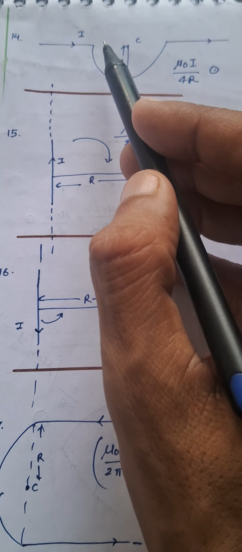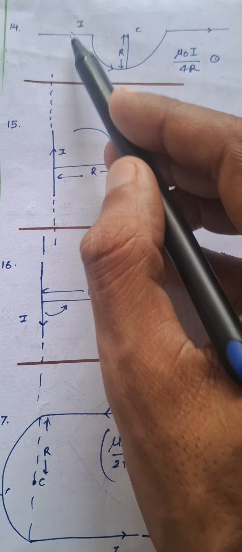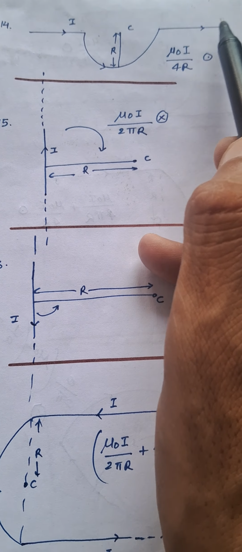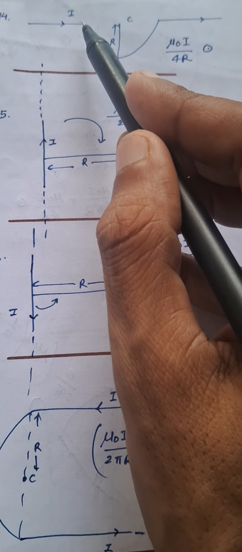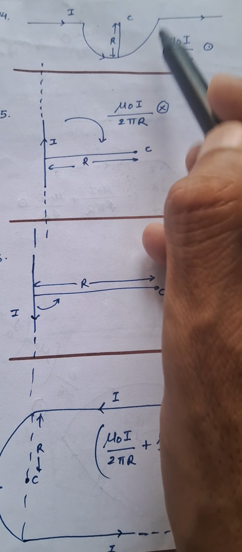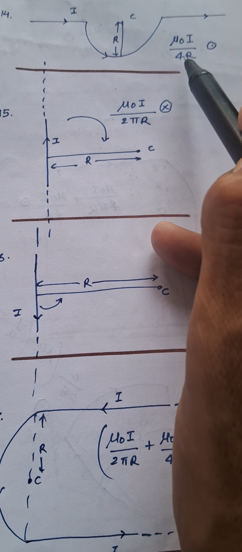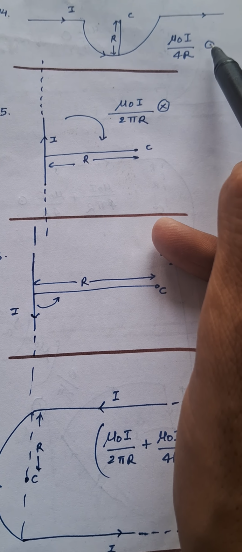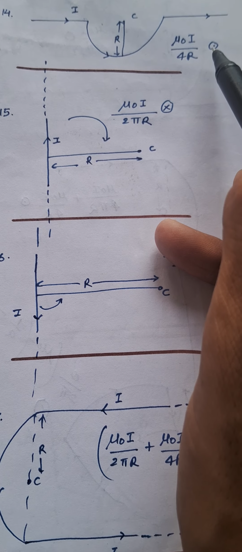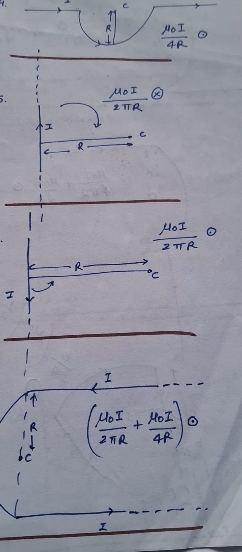Then we have a case like this. The same concept can be applied over here. Magnetic field due to this straight segment will be 0, due to this also it will be 0, and there will be magnetic field due to the semicircular part, which will be mu naught I by 4r, and that is represented by a dot, which means the magnetic field is up the plane.